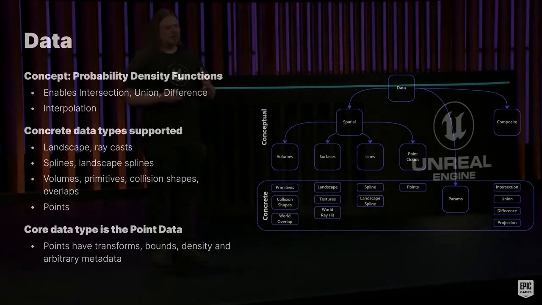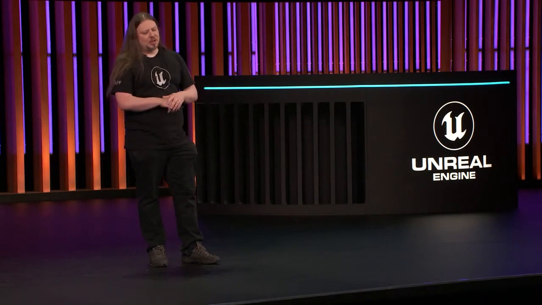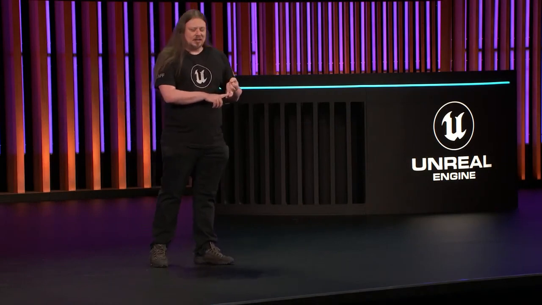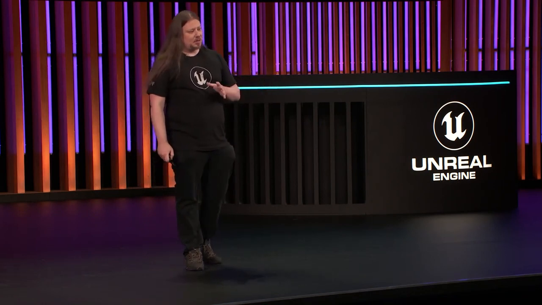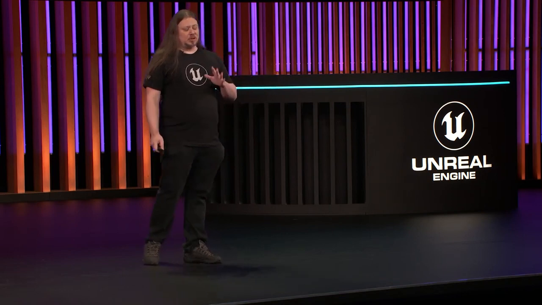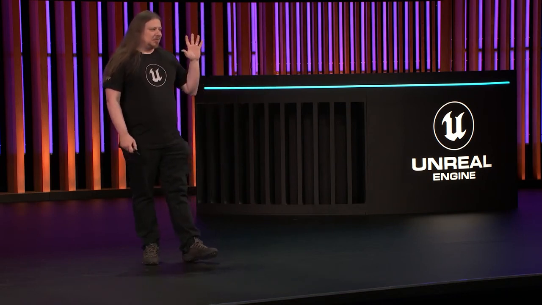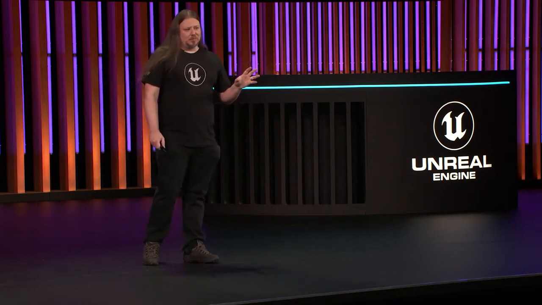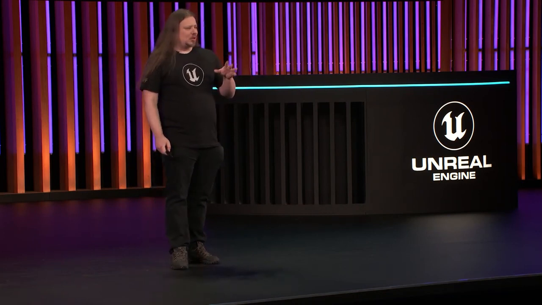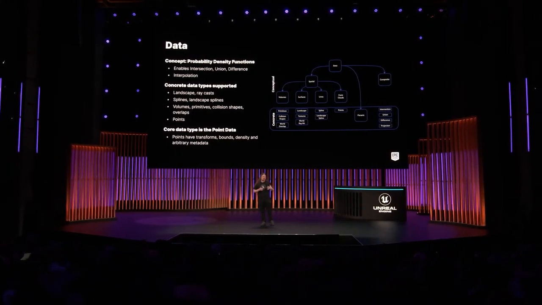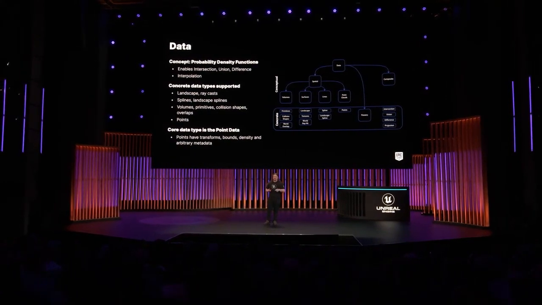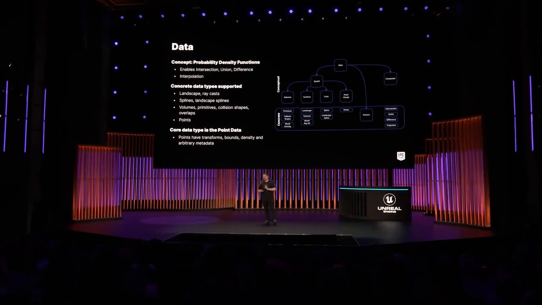Concretely, we've already mapped a couple of engine types to be able to use in PCG. So landscape, you can raycast against the physics or overlaps. You can use splines, landscape splines, any kind of volume, primitives, collision shapes. But most of these you'll end up sampling from, and then you end up with points. And points are the core data type in PCG. Basically, points are very simple things: transform, bounds, density, and then some metadata.